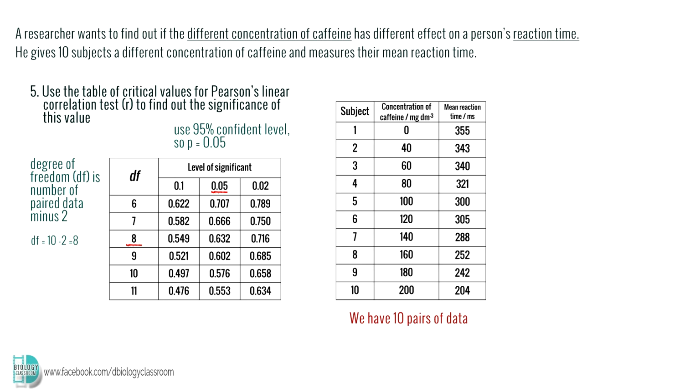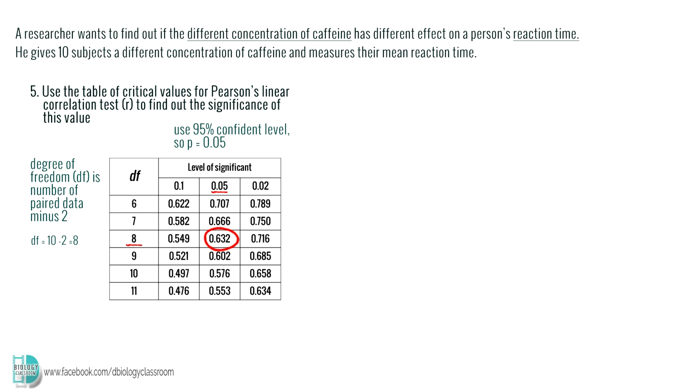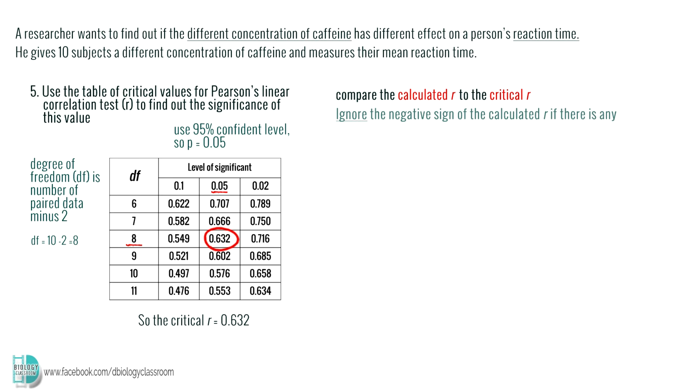The intersection of the degrees of freedom and p equals 0.05 is the critical value, so in our case, it is 0.632. Now we need to compare the calculated r with the critical r. Remember that we are using the calculated value without its negative sign, so we will only use 0.864.